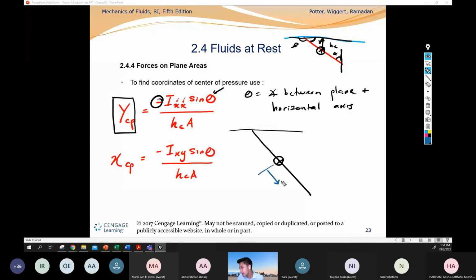This we call the Y_CP. This is the resultant force, Fr. So can you see here? The negative means it is below the centroid position. Everyone understand what the negative means? Yes, doctor. Okay.